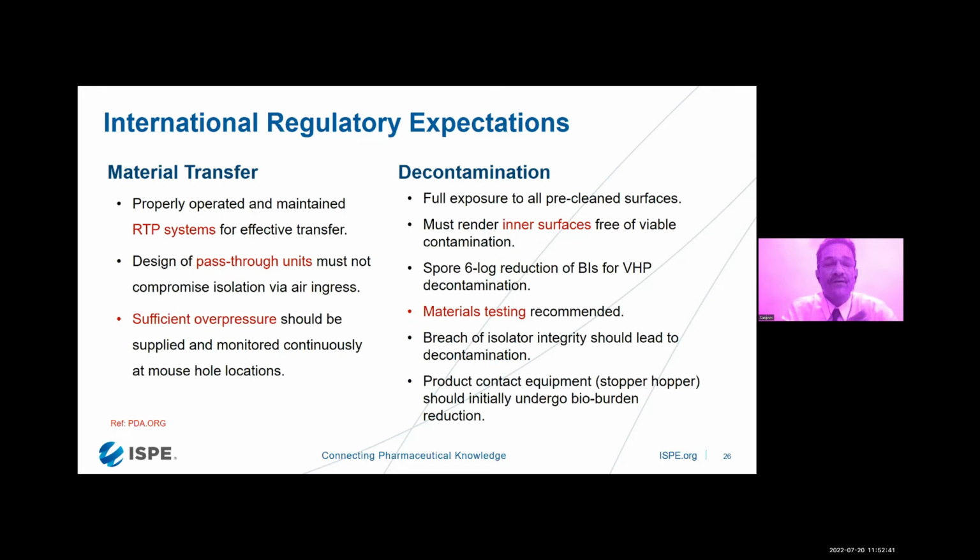So here we have to have a proper overpressure maintained so that we have a proper pressure for all the different zones of the isolator.